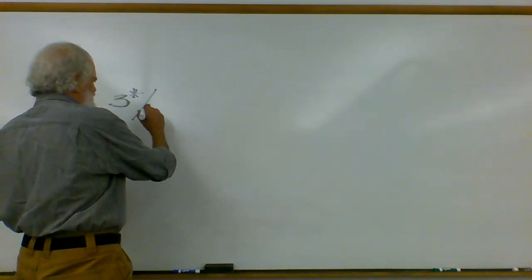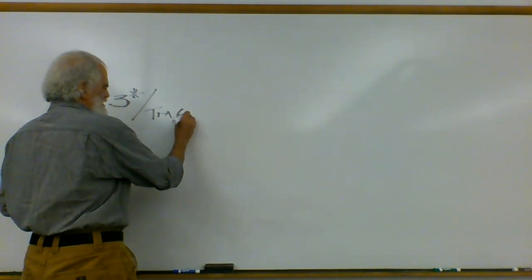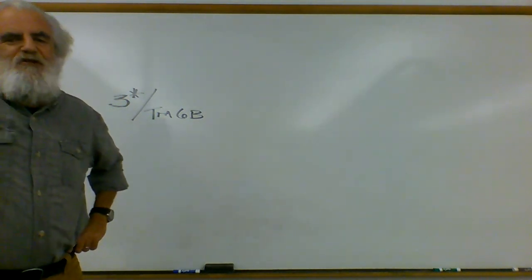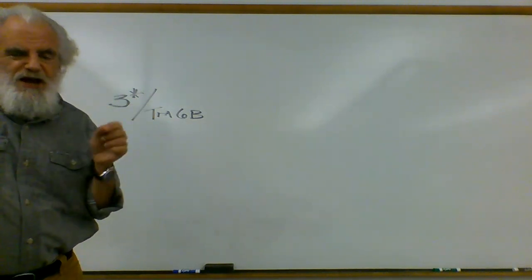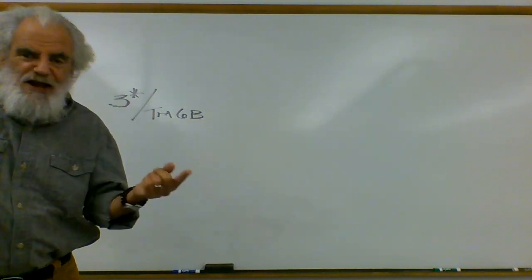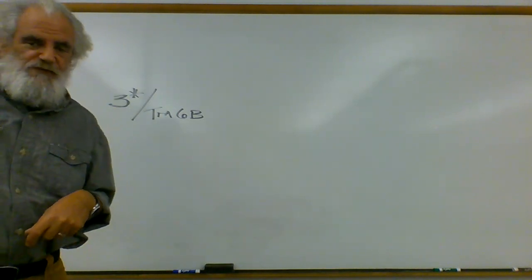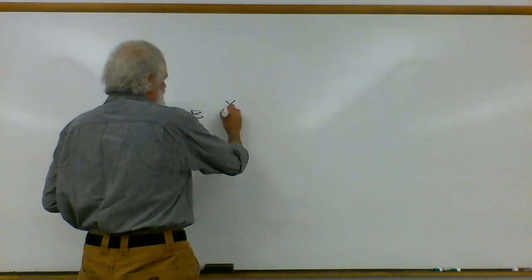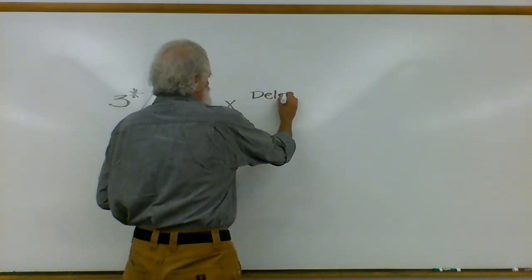So let's just call this TM6B, which is third multiple 6B. It's a standard chromosome 3 mutagenized chromosome. It's carrying a recessive lethal mutation. It also has some visible markers. All right. Now, we're going to cross this with our deletion chromosome.